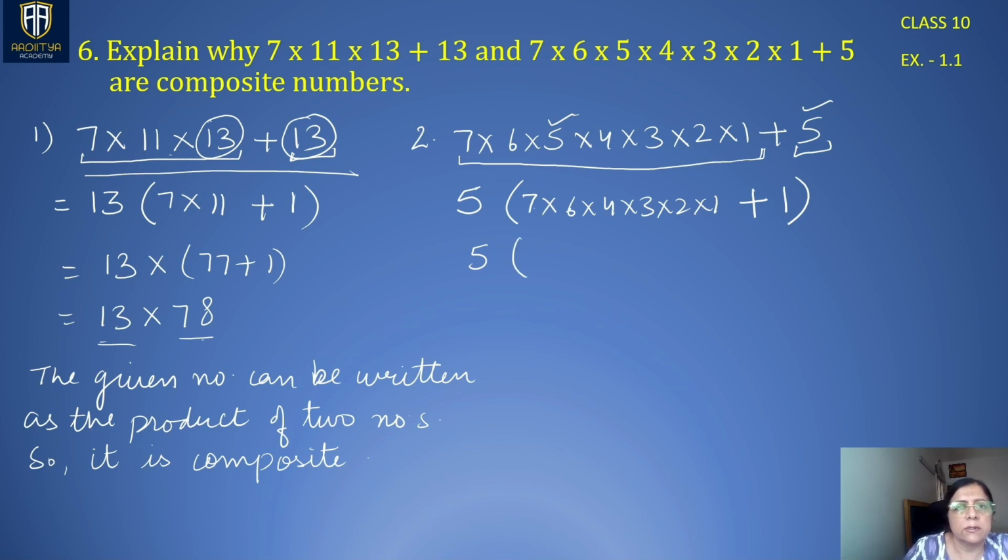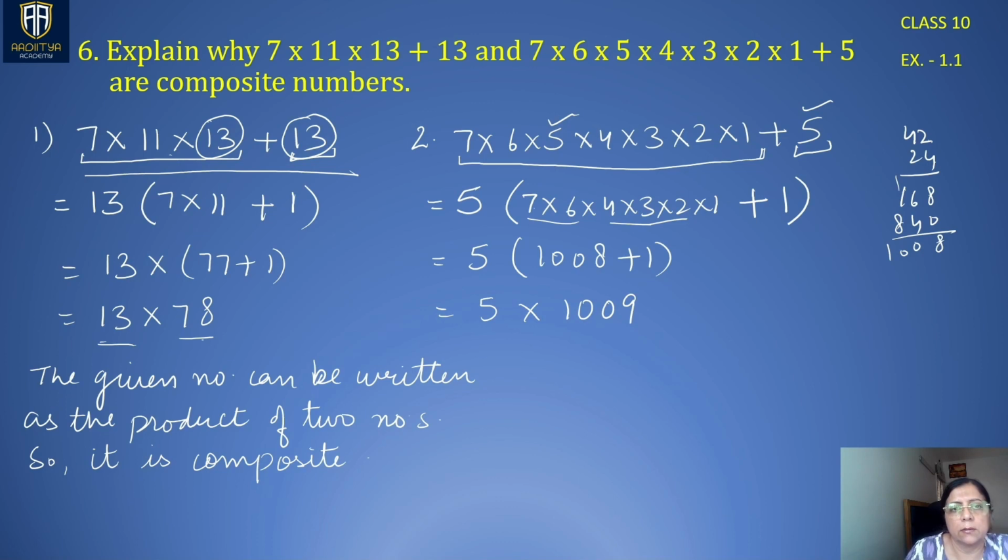So you just solve it. 7 6s are 42. 42 times 24: 2 4s are 8, 4 4s are 16, 2 2s are 4, 2 4s are 8. So it is 1008. 1008 added to 1. So we can write this as 5 times 1009.